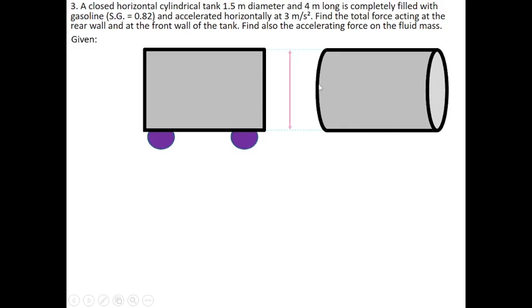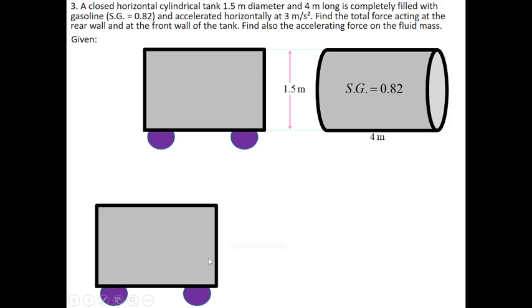So in here it has a 1.5 meter diameter, no? Okay, so the diameter is 1.5 meter, and the length is 4 meters. So the length of the tank is 4 meters. The specific gravity of the gasoline inside is 0.82. So if we analyze that, take a look that this tank is accelerated at a rate of 3 meters per second squared.